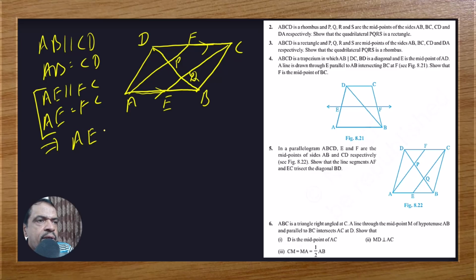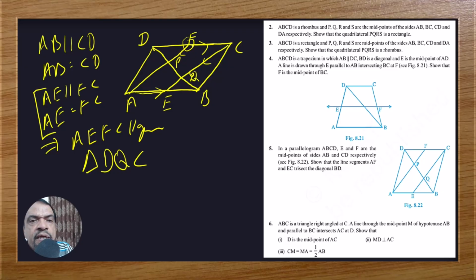This implies that AECF is a parallelogram. Now come to triangle DQC. F is a midpoint, it is given, and this line is parallel to this line, because these are parts of the parallelogram. So P will also be a midpoint. So we can write DP equal to PQ using the converse of the midpoint theorem, because if one is a midpoint and this is parallel to this, then this line will also bisect this side.